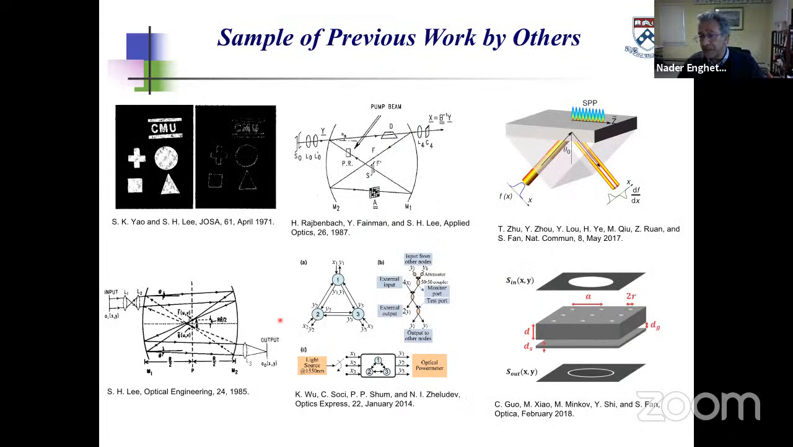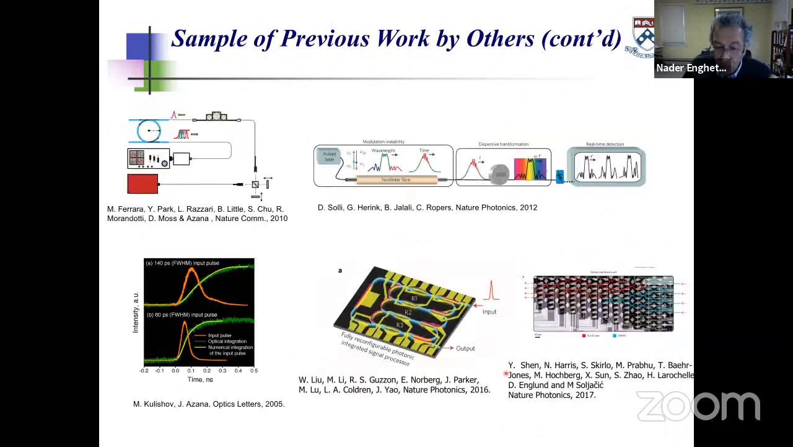And of course, optical signal processing has a long history. Here I show you some samples of the work over the many years, going back to the 1970s and so on. Coming back to more recent times, various groups have looked at, for example, the combination of Fourier optics with lens structures that can do a lot of interesting image processing and information processing. But what we would like to do is different: we would like to show how we can make materials that can do information processing.